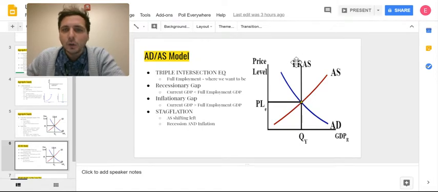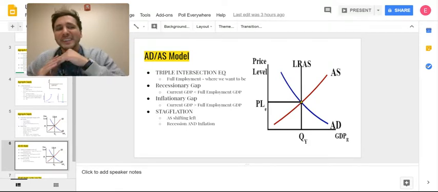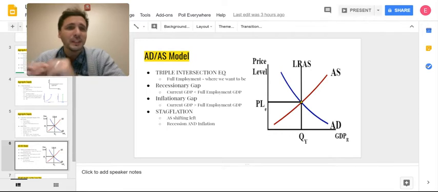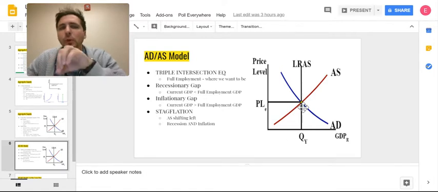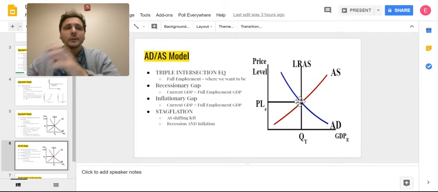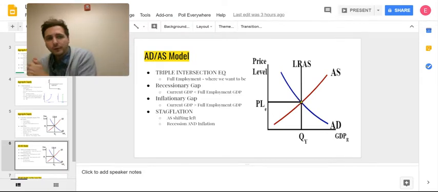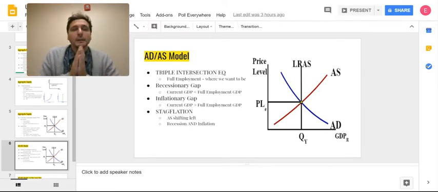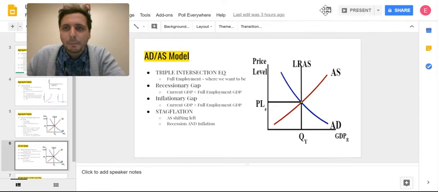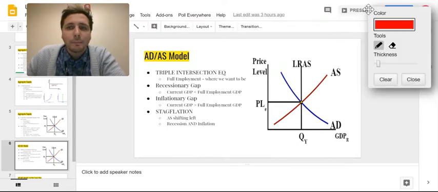Because at this point, we know long-run aggregate supply indicates full employment. So we're at this triple intersection. We're at QF, full employment GDP. We're also at the natural rate of unemployment, which we say is between 4 and 5% for the most part, right? So that's what's going on there. We're at full employment if we're at the triple intersection. That's where we always want to be. So if we fall away from that, either in an inflationary way or a recessionary way, then we want to get back there. Okay?